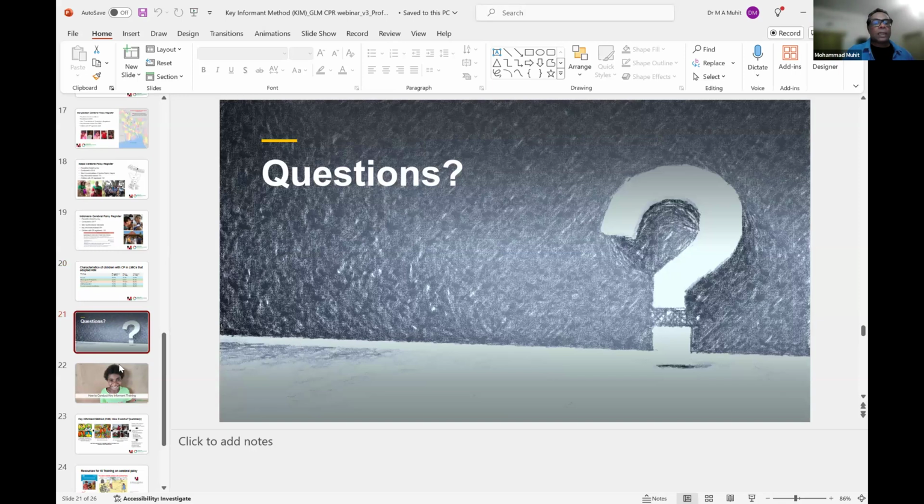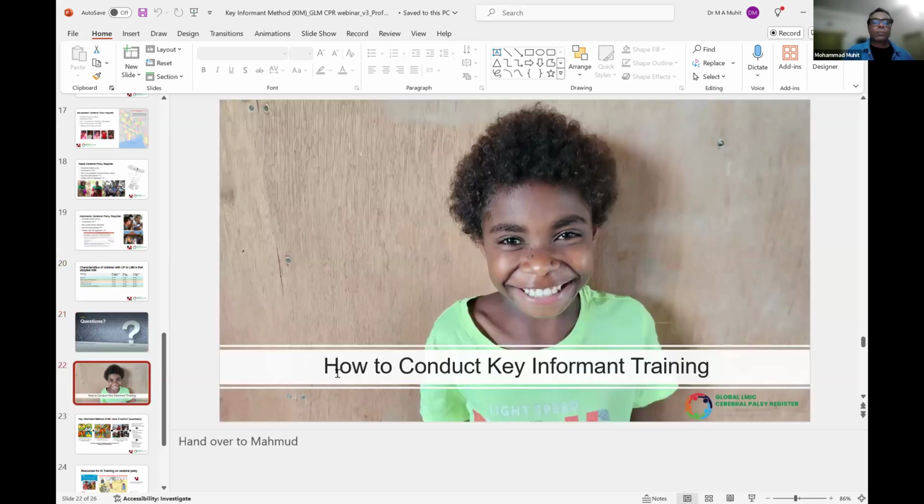Some questions we have discussed already. Now we will move to the next stage, which I think Mahmoud will elaborate on: how to conduct the key informant training, how to find key informants, where to find them, what training is required, how to support them during this key informant survey, and how to complete every step systematically so that we can find a large number of children and provide them with services. So Mahmoud, I'd like to welcome you for the next part.